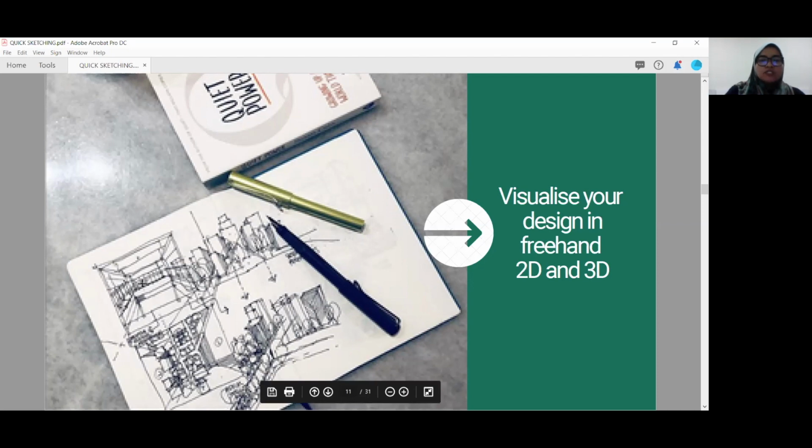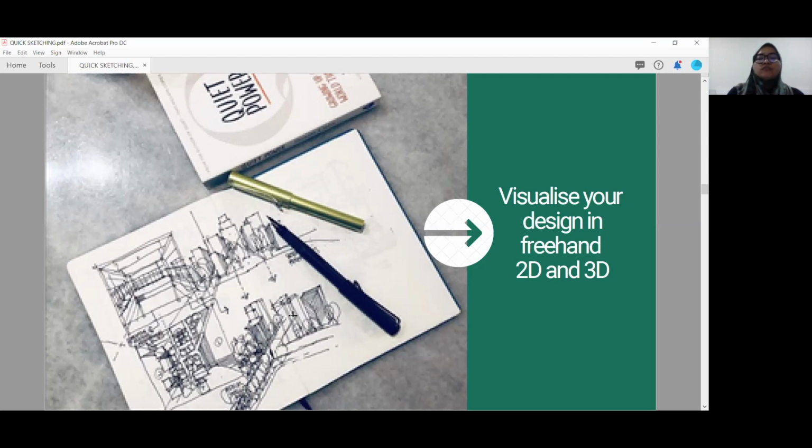This one is the perspective, more to one point perspective, and I converted it into an integrated drawing which has this kind of 3D outlook of the buildings, and also it becomes a bird's eye view or an axonometric drawing. When you can visualize your design in freehand, 2D and 3D, you are capable of doing a lot more in the future, especially using computer.